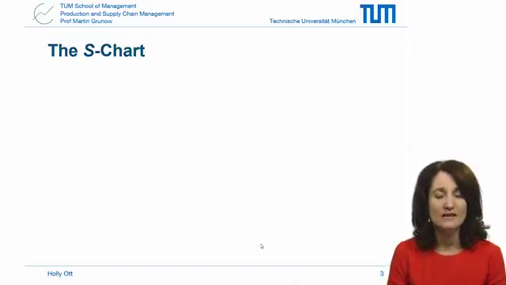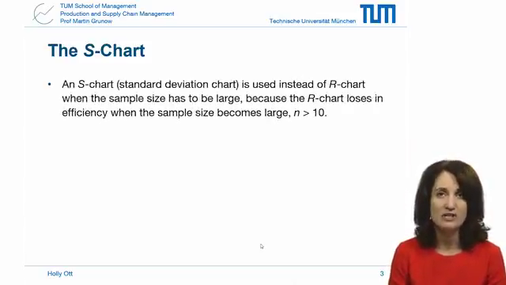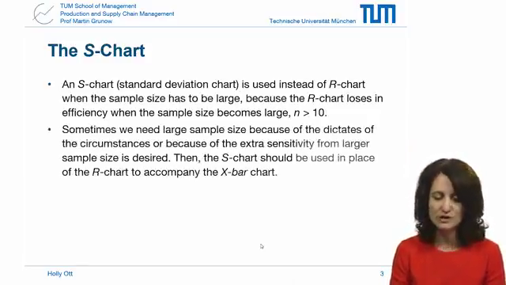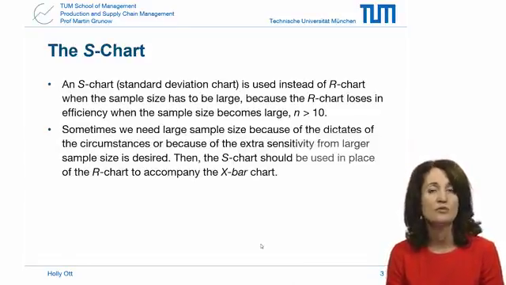Now, we talked about the R chart, the range chart, being commonly used to control process variability, partly because of the simplicity of computing the range of a sample. However, in some situations, an S chart, or the standard deviation chart, is preferred. For example, an S chart is preferred when the sample size becomes large, for example, greater than 10. Now, why would you do this? You might need extra sensitivity for your X chart for controlling the process mean.